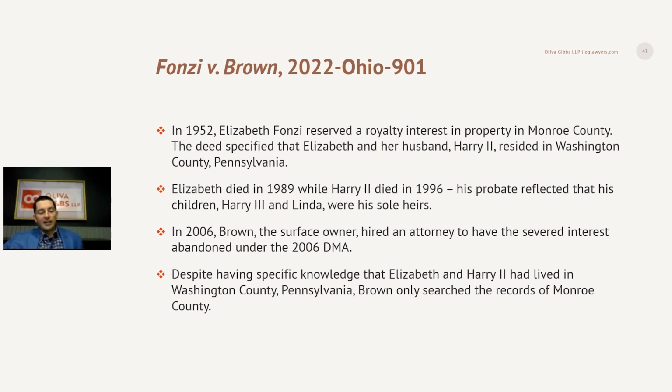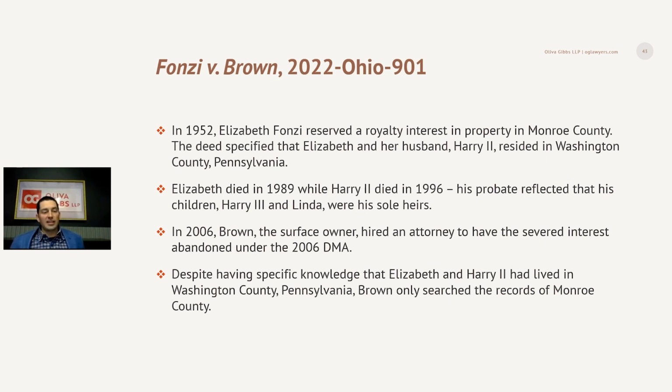Harry II and Elizabeth eventually divorced and each remarried, but neither had any more children. Elizabeth ended up dying in 1989, while Harry II died in 1996. In Harry's probate, it was noted that his children were co-executors of his estate and his sole heirs.